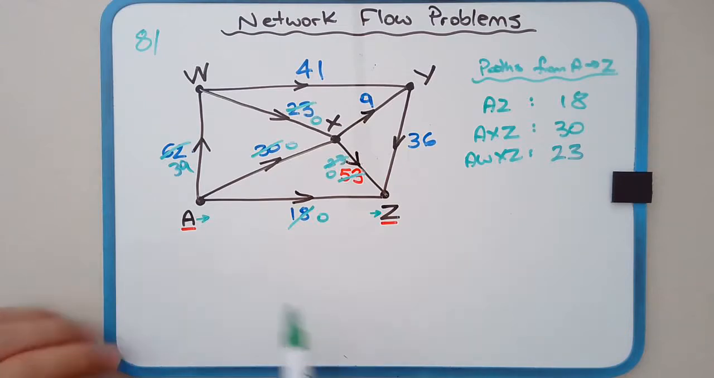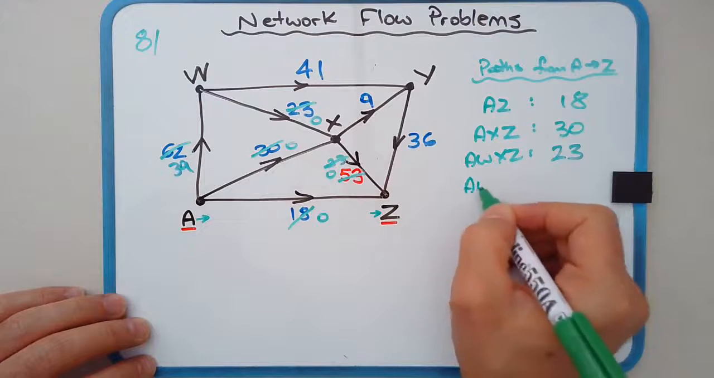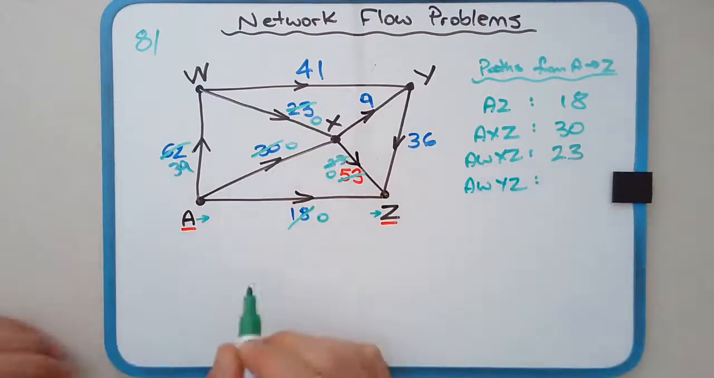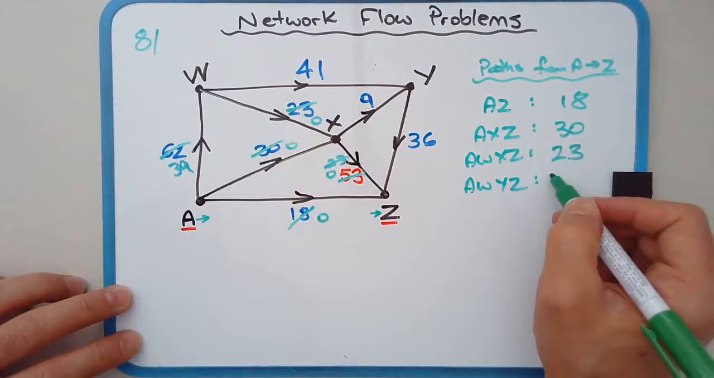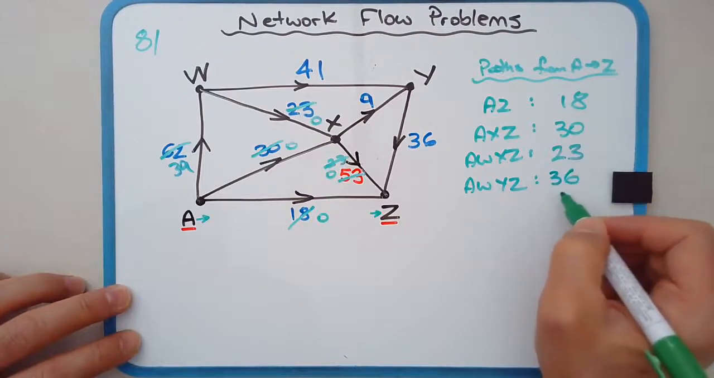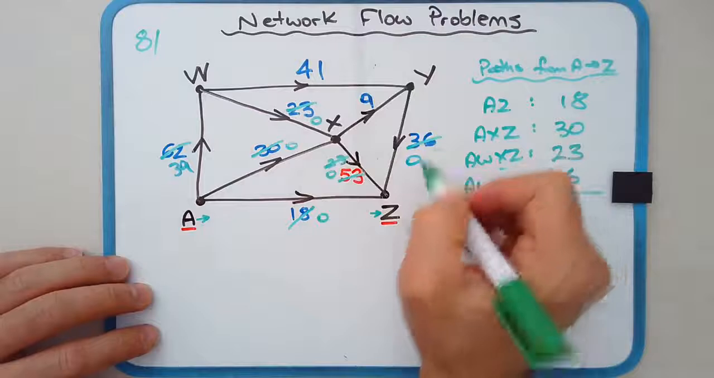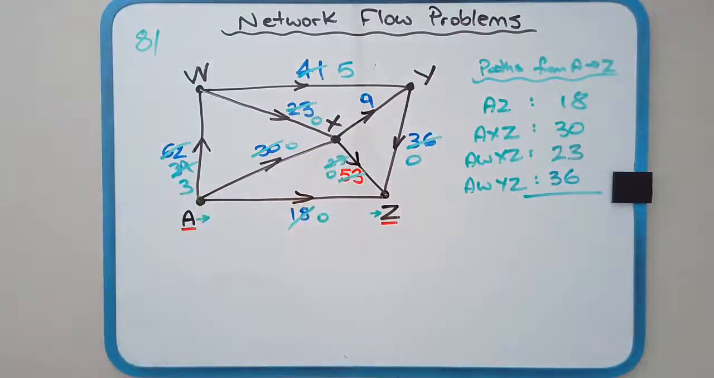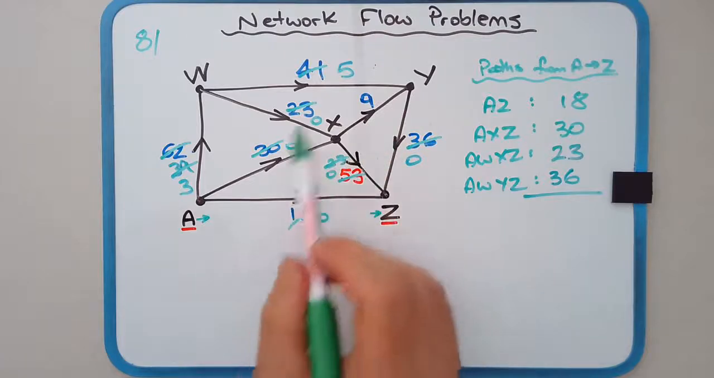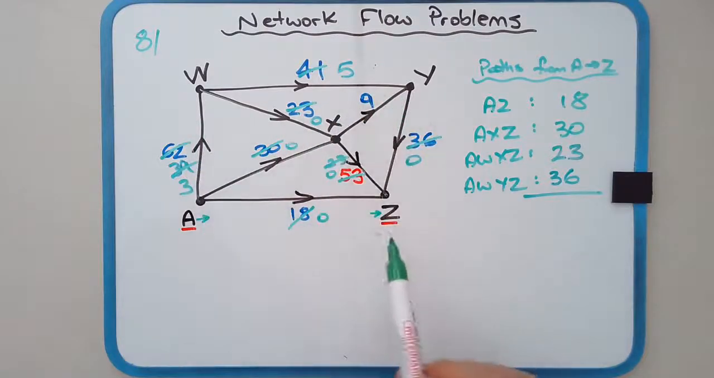Do we have any other paths from A to Z? Yes, we do. A, W, Y, Z. We have 39, 41, 36, so that's going to be 36, obviously. And we're going to subtract 36 from everything, so that's 5 and that's 3. And lastly, do we have any other spare capacity? No, we don't. There's no other way to get from A to Z.